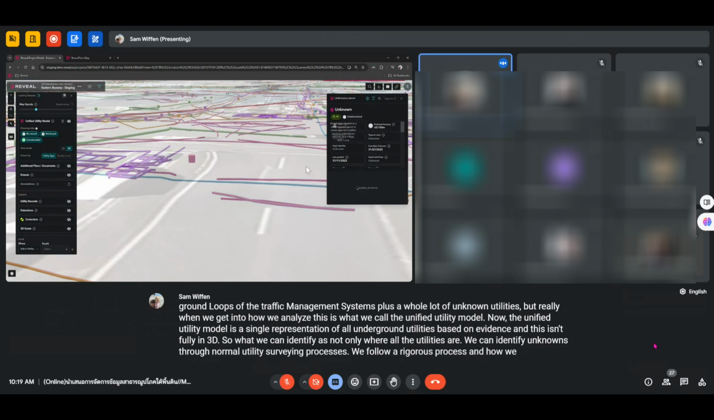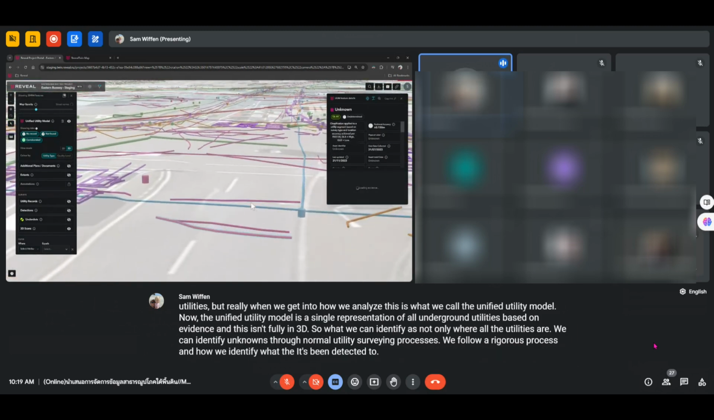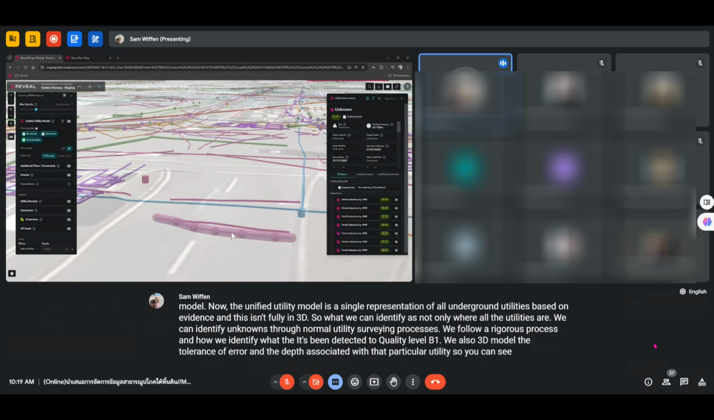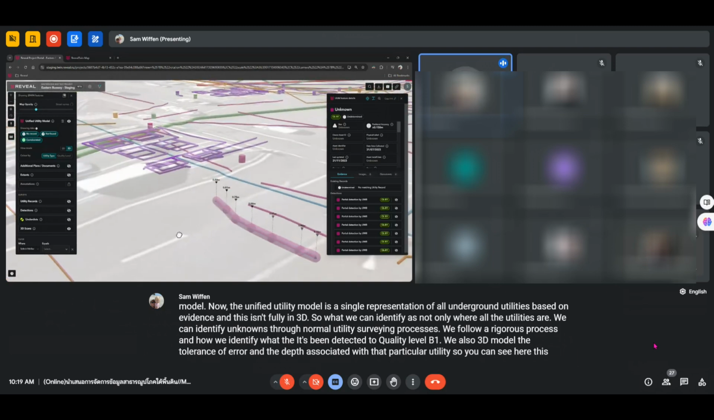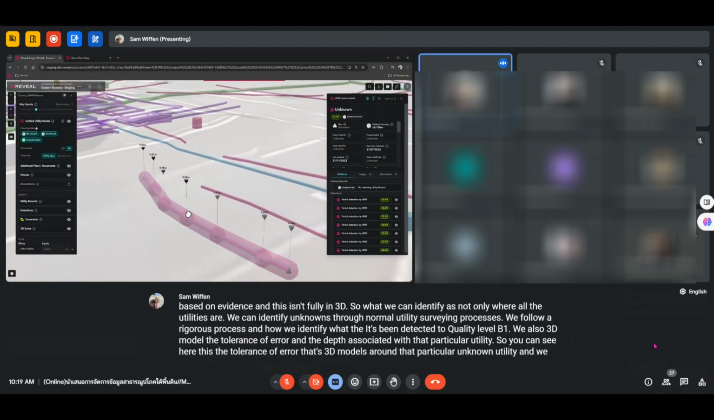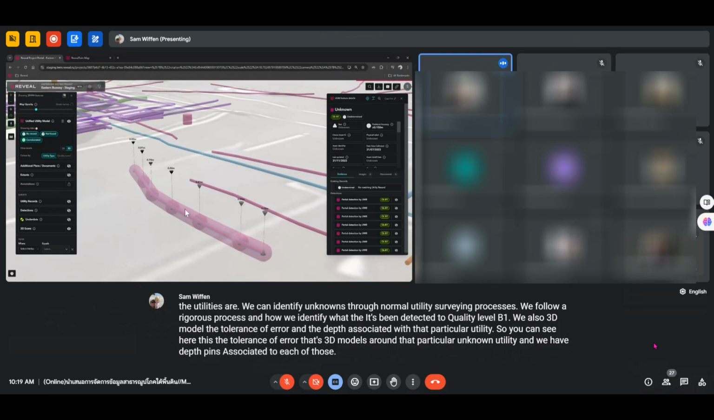it's been detected to quality level B1. We also 3D model the tolerance of error and the depth associated with that particular utility. So you can see here, there's the tolerance of error that's 3D modeled around that particular unknown utility, and we have depth pins associated to each of those points.